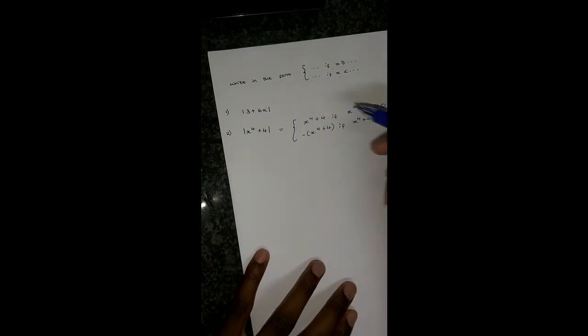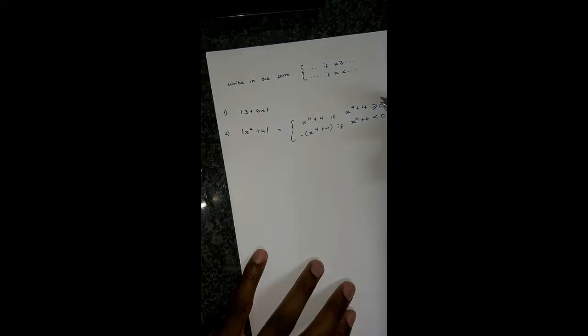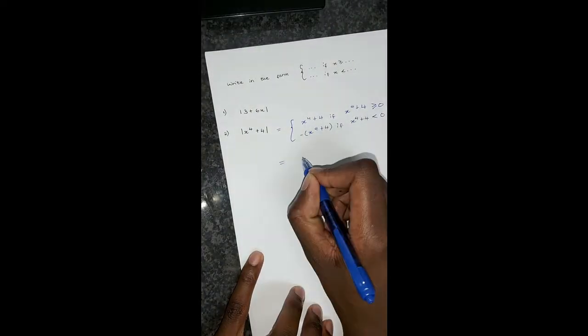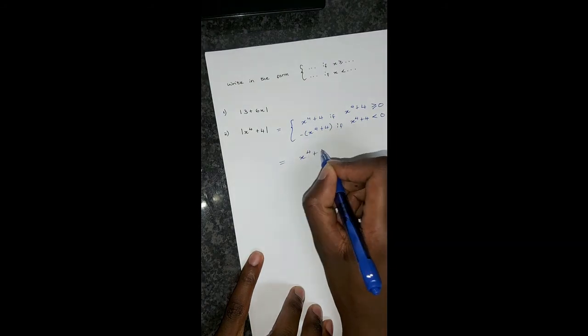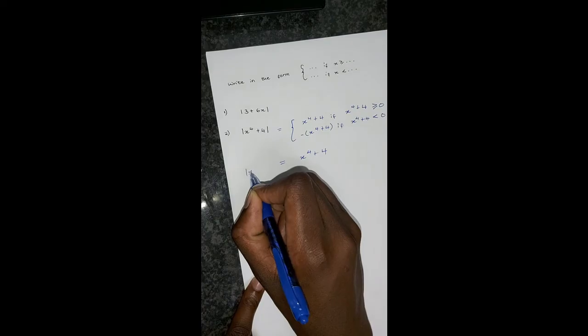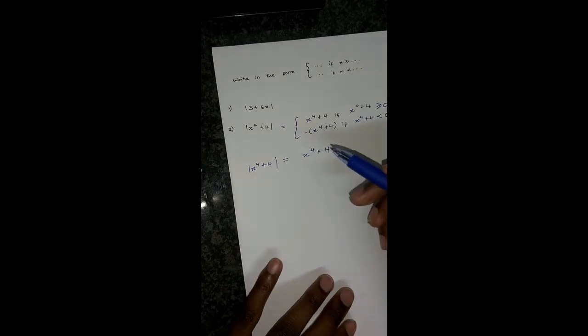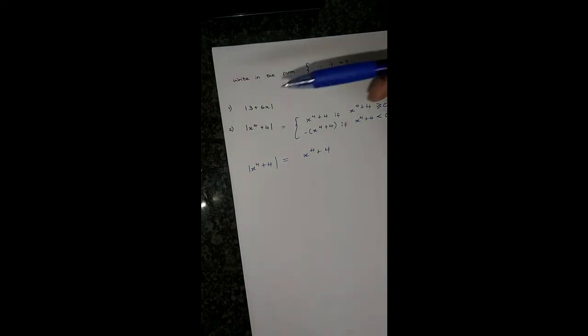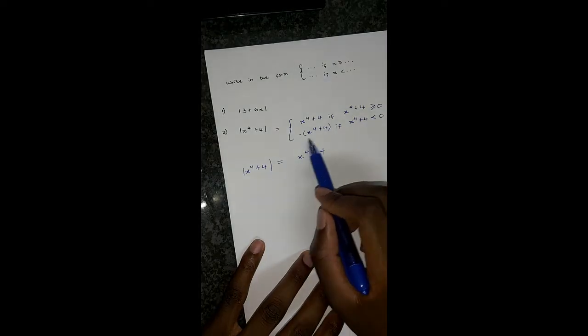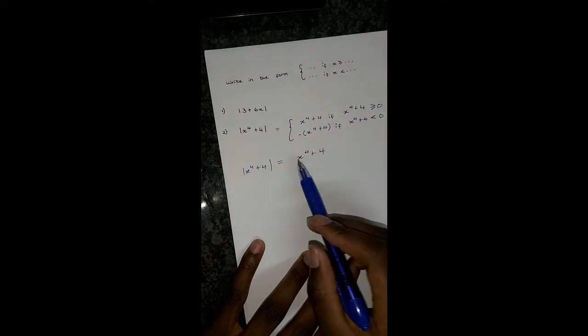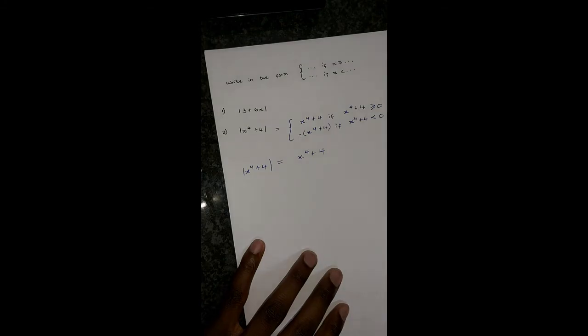But then you should note that x to the power of 4 will always be positive. So we are always going to have a positive value no matter what value of x we get. So modulus of x to the power of 4 plus 4 is equal to x to the power of 4 plus 4, because this value will always be positive. Even if you put negative 2, it gives you positive 16. So the second case is not necessary. We're only going to have x to the power of 4 plus 4.